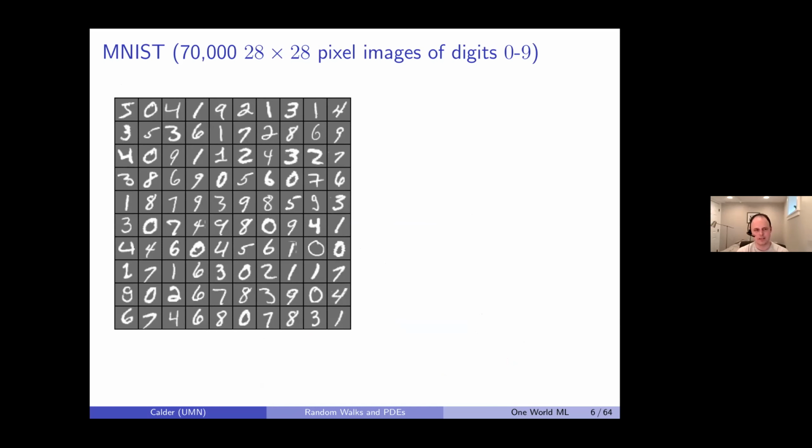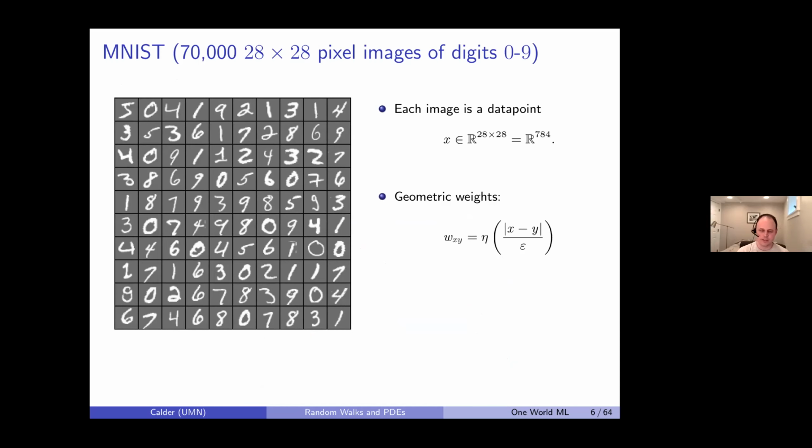So for a concrete example, we can look at the MNIST data set. This is 70,000 images of the handwritten digits from 0 to 9. Each data point is a 28 by 28 pixel image of one of these digits. And you can treat this in a very naive way. There are better ways to do this, but you can treat this as a vector in a high dimensional space by just flattening the image.